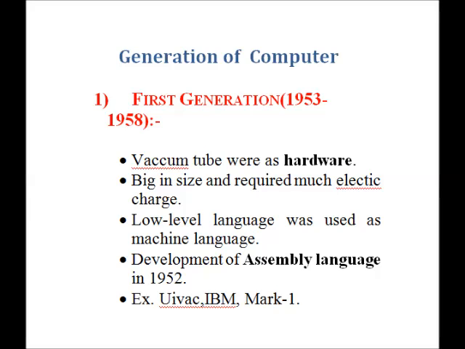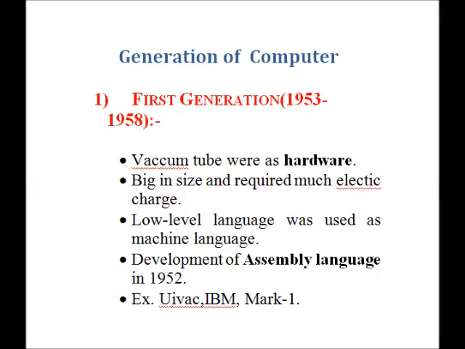First generation lasted from 1953 to 1958. Vacuum tubes were used as hardware. As today we see the hardwares, but at that time, in place of hardware, vacuum tubes were used, which were generally big in size and required much energy and much space. Performance speed was very slow. Processing speed was very slow and they also had less storage capacity.